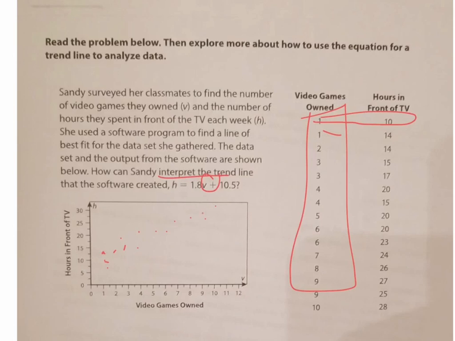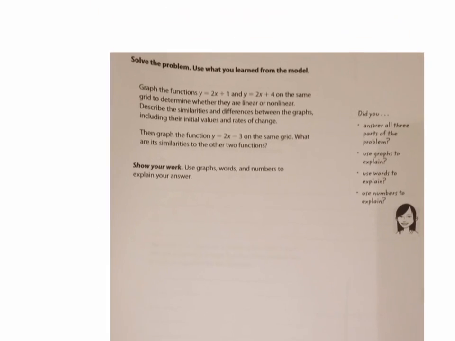So if you look at it, it has a positive correlation because it is going up. That means as the number of video games owned increases, so do the hours in front of the TV. Okay, so that's that first page. Then moving on to the next page.